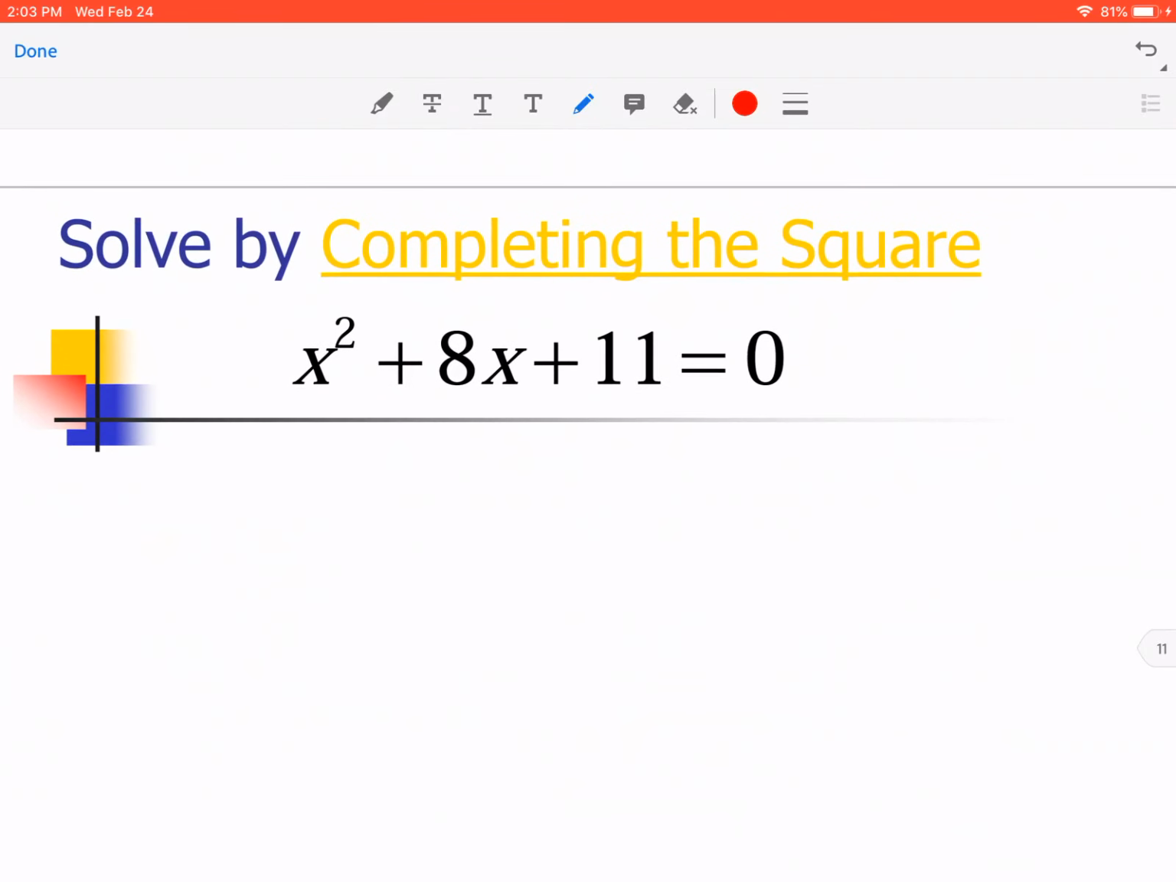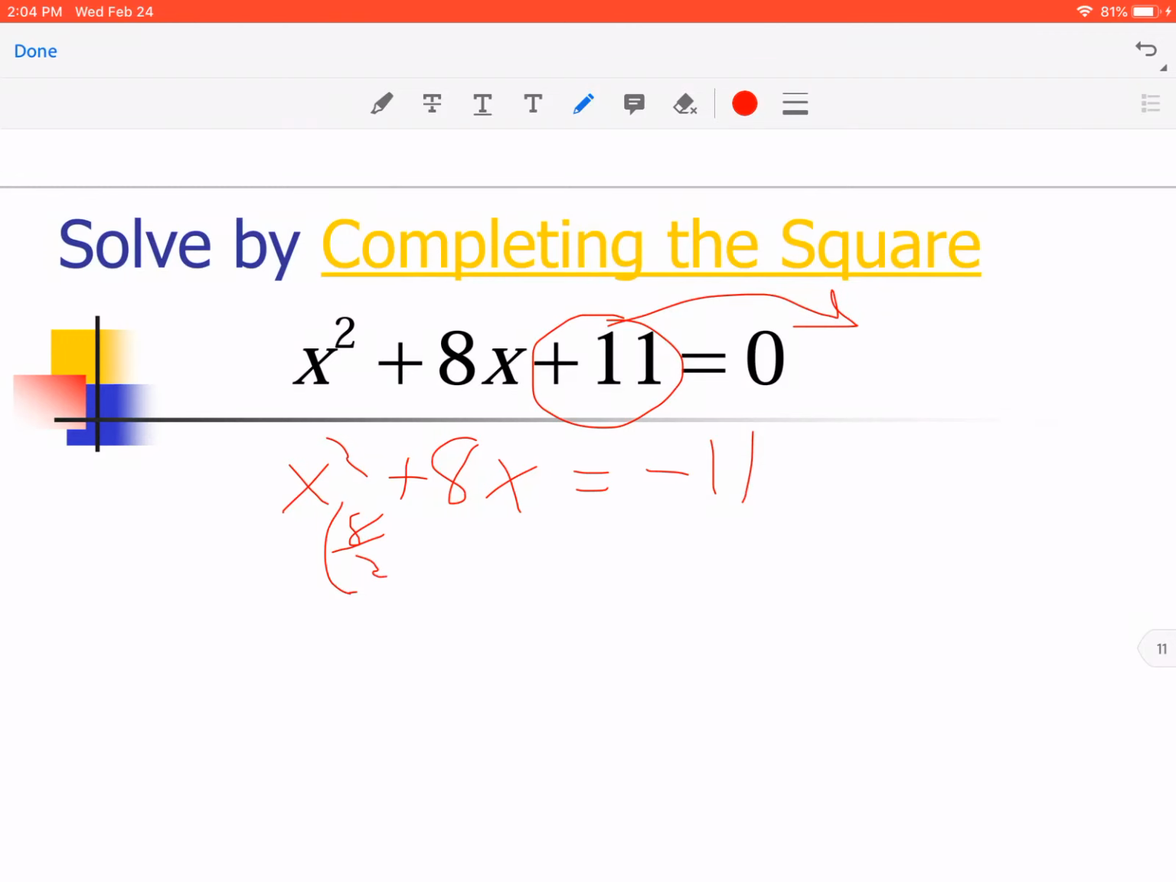All right, let's do the next one. I think there's two more. He's got to move. When he goes over, he's a negative 11. Take b and divide it by 2. And square it. 8 divided by 2 is 4. What's 4 squared? 16. What are you going to do to that 16? Add it to both sides.